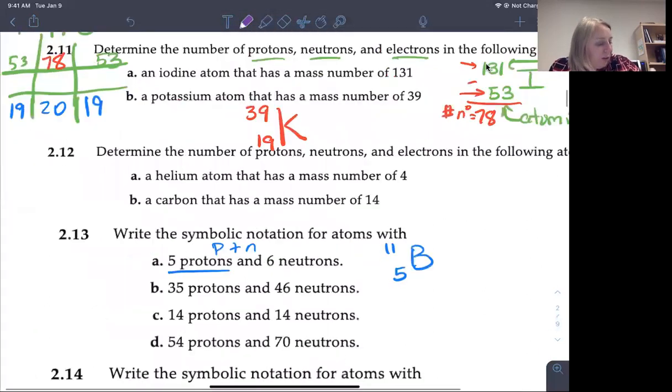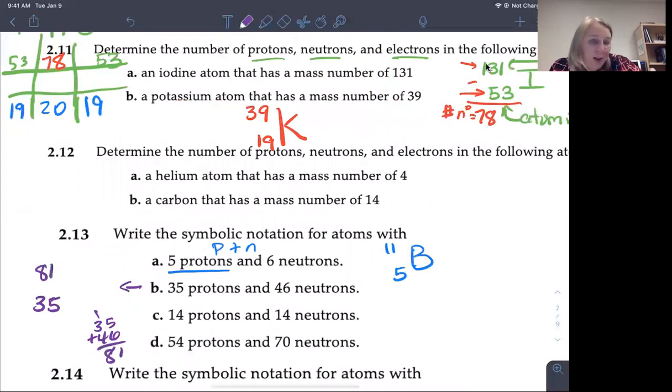All right, let's change color. Next: 35 protons and 46 neutrons. So I know my 35 is going to go on the bottom. And then I'm going to have to add 35 plus 46, right? Carry 1, 4, 5, 6, 7, 8, 81, right? So my 81 is going to go on the top, but I got to go find that element.